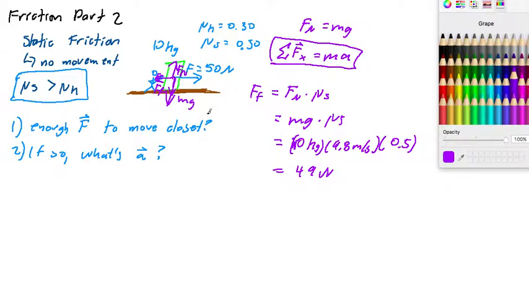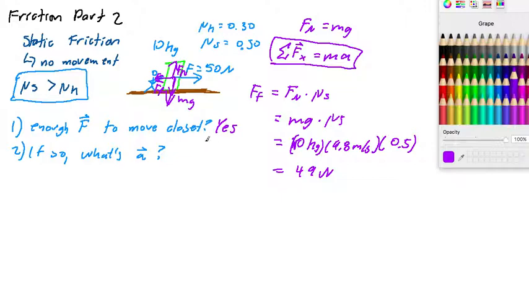Yes, so that means that it will move. So is it enough? The answer is yes, because 49 is less than 50 and the person is applying 50, so it means it will move. What would be the circumstance where we have to say no? Anywhere that the force of friction is greater than the force being applied on the object. In that case, this answer would be no.